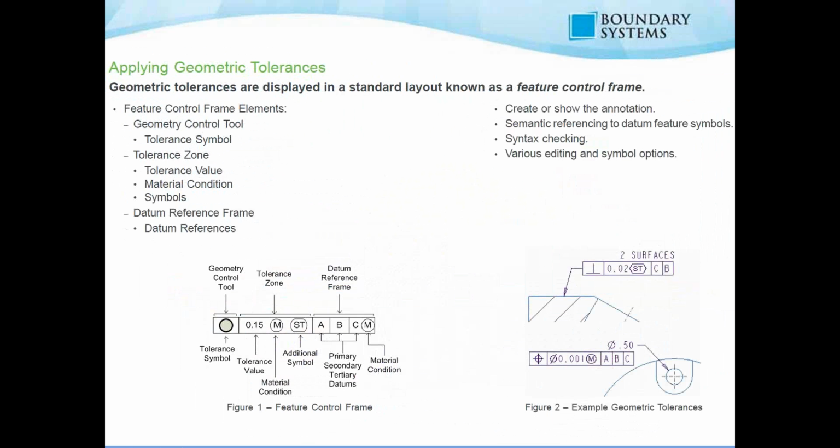Next is applying geometric tolerances. Geometric tolerances are displayed in the standard layout called feature control frame, as we all know. So this can all be applied at the drawing level. The standard way to do that before, if you were going to place a GTOL at the drawing level, was a dialog box that popped up, and then you'd have to configure your feature control frame appropriately. Now all this information is controlled up in the ribbon in its own tab, and is much more user-friendly and easy to use.